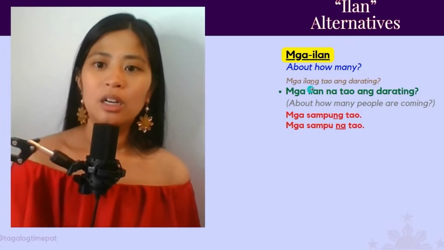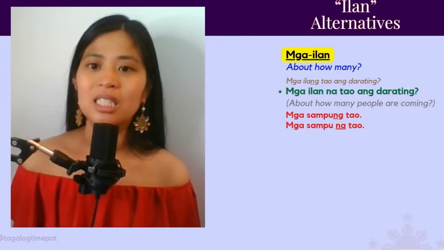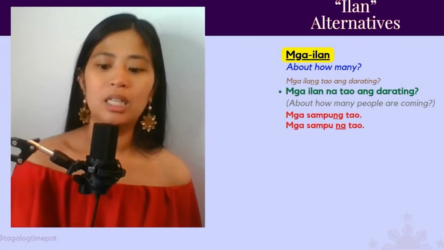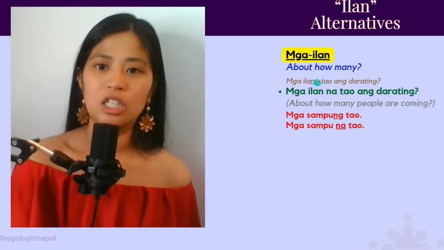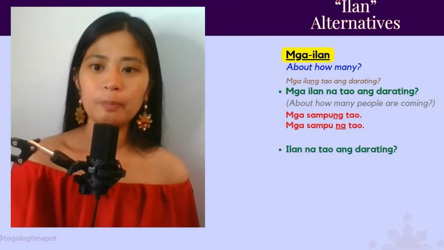And up here, I just wanted to show you, you can make a contraction again. Instead of mga ilan na tao ang darating, it's mga ilang tao ang darating. About how many people are coming. So that's just a pronunciation tip. Make that contraction to make it flow a little bit better.